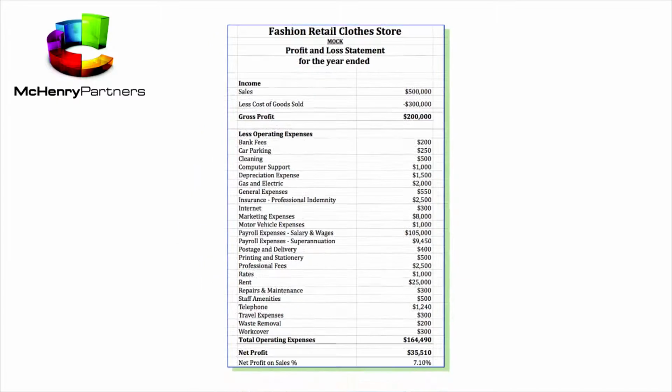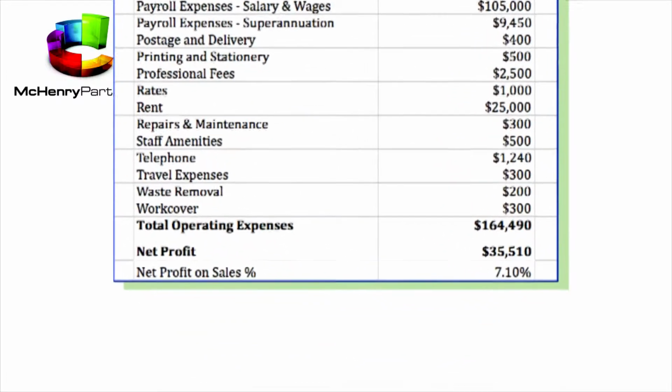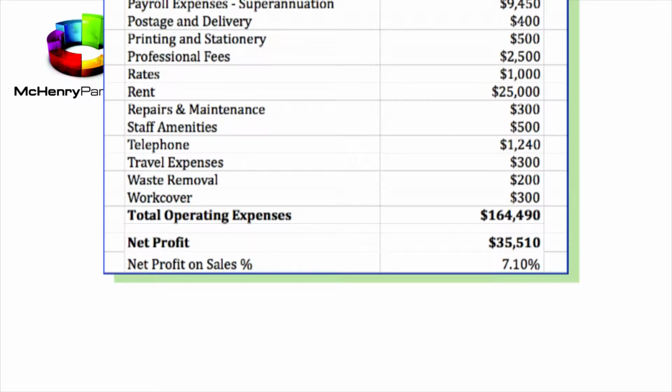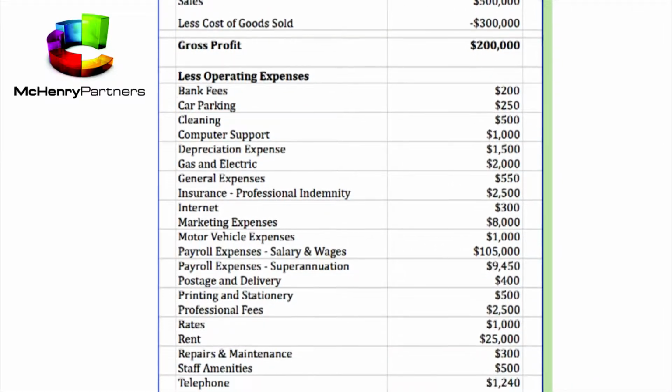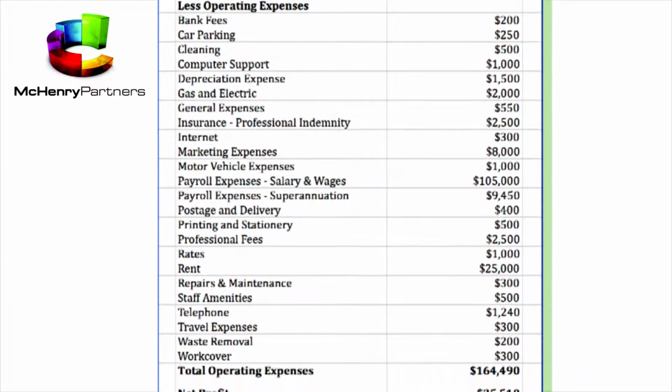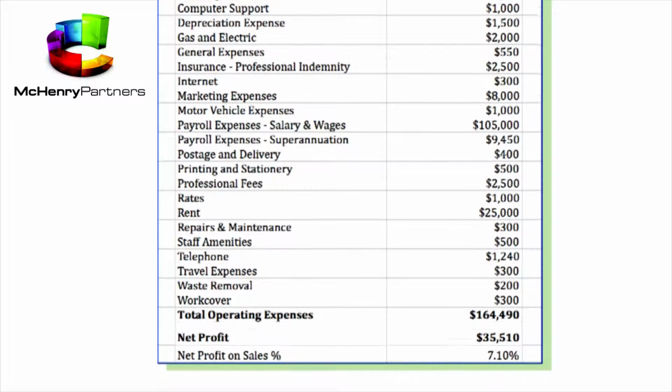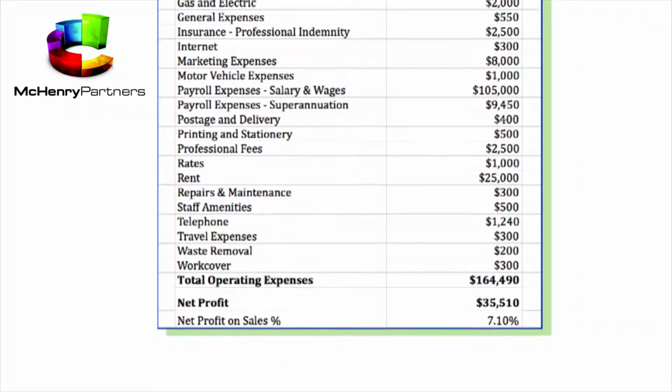MOC has generated a modest profit of $35,000, which as a percentage of the $500,000 sales is only a 7% profit return. MOC's overheads of $164,000 are fairly mean and lean, so maybe only a few $1,000s could be saved upon a thorough expense review.